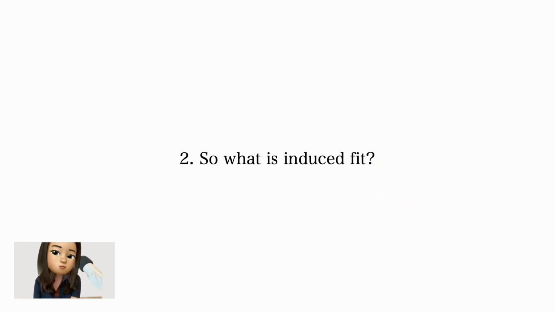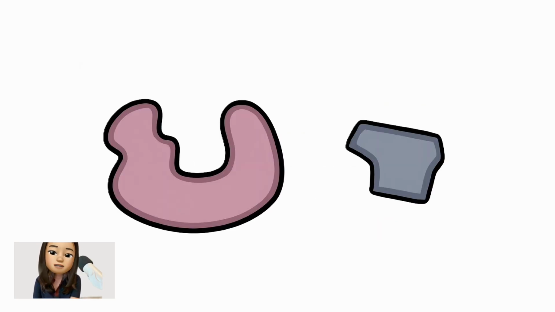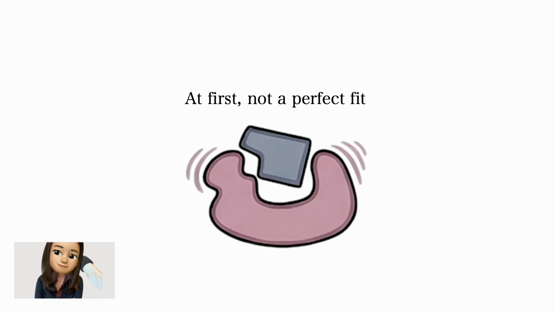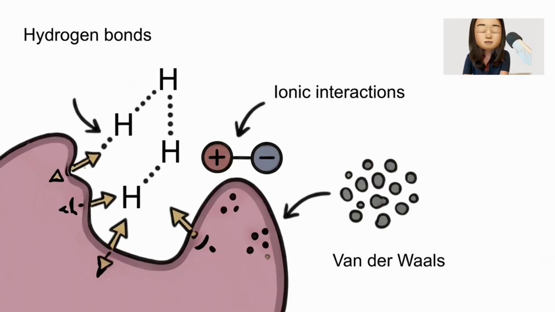Chapter 2. What is induced fit? Now imagine a substrate comes in and binds to the enzyme. At first, it's not a perfect fit, and that's okay. But as soon as they interact, weak forces kick in. So these forces include hydrogen bonds, ionic interactions, and van der Waals forces. I have a video about these three. I'll link it up in the top right-hand corner if you want to check them out later as well.